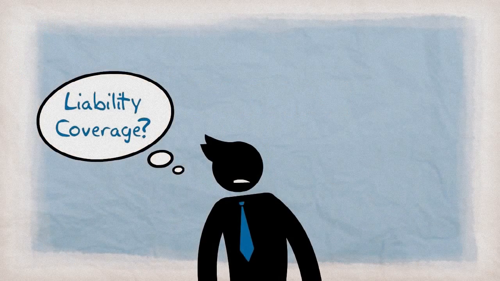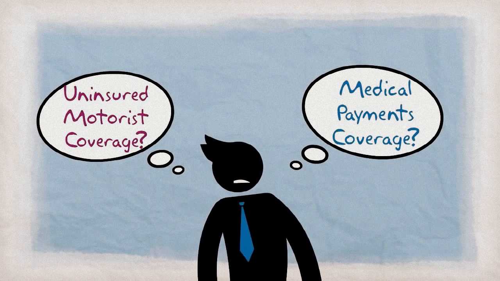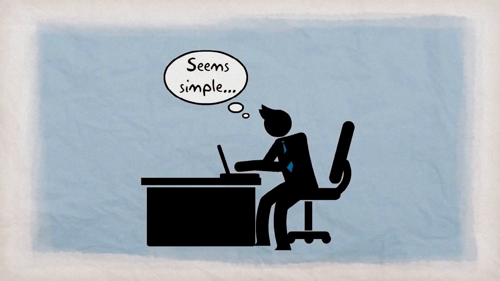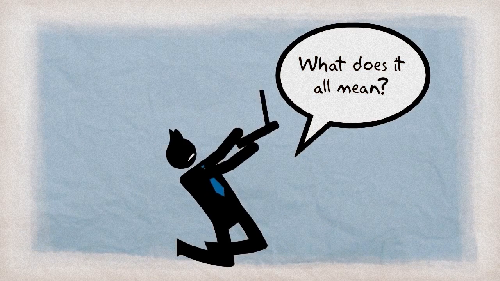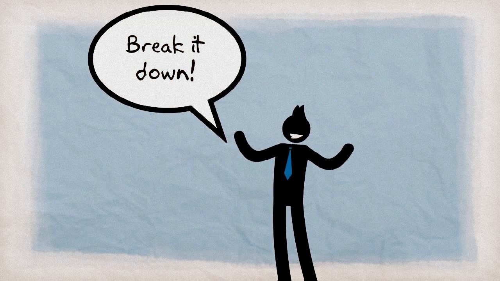Liability coverage, collision coverage, uninsured motorist, medical payments, but I just need car insurance. Purchasing car insurance seems simple enough, but when you really start shopping, it can feel overwhelming. Let's break down the 4 basic coverages of the standard personal auto policy.